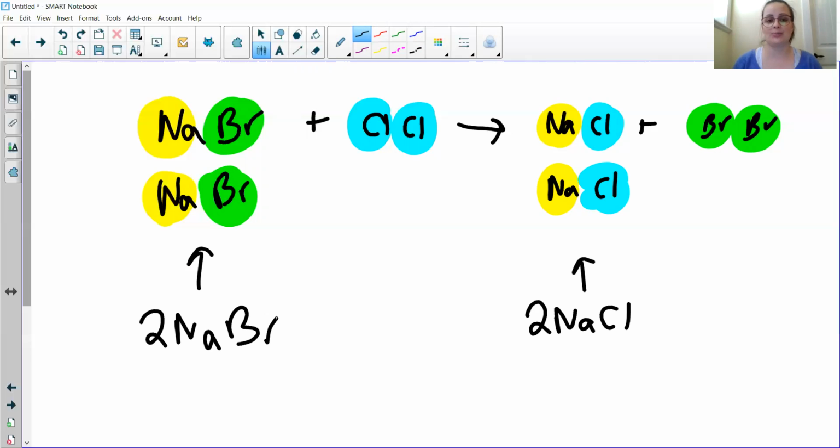We needed 2 sodium bromide molecules to react with 1 chlorine gas molecule in order for this reaction to occur. It would not have occurred if we had only 1, because it could not create it the way it is.